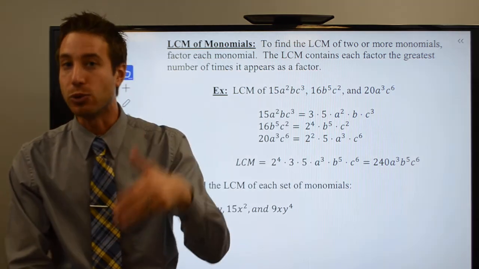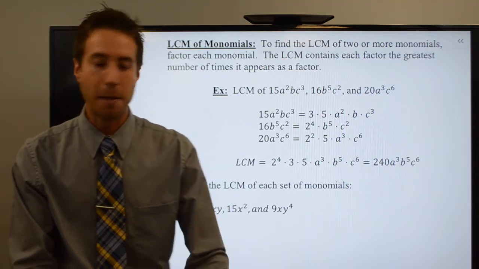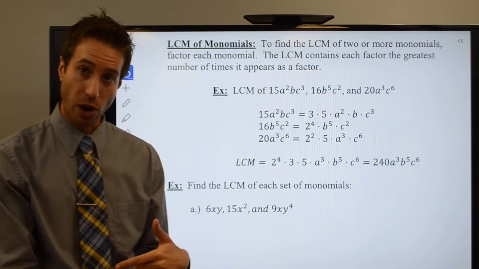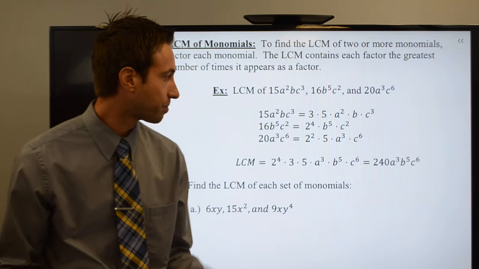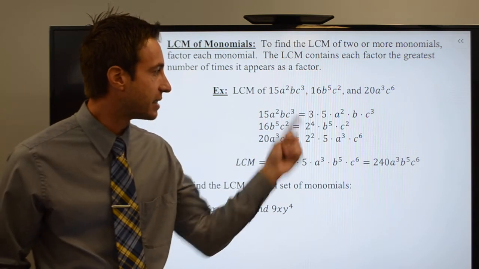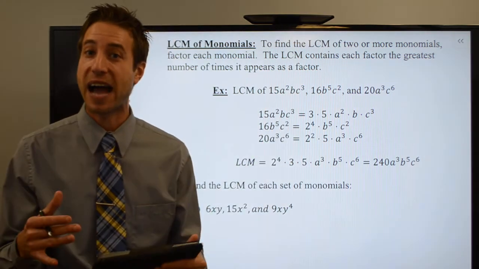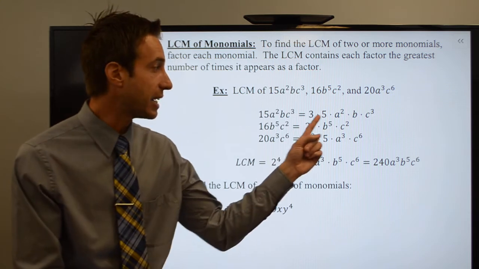That means you keep whichever one's got the largest power. So I worked through one of these for you. We'll do a couple on our own here in just a second. 15a squared, bc cubed. Well, 15 factors into 3 times 5.